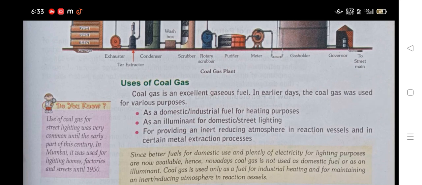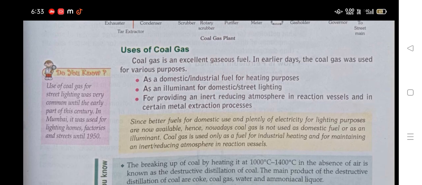Uses of coal gas. Coal gas is an excellent gaseous fuel. In earlier days, coal gas was used for various purposes: as a domestic and industrial fuel for heating purposes, as an illuminant for domestic and street lighting, for providing an inert reducing atmosphere in reaction vessels, and in certain metal extraction processes. Since better fuels for domestic use and plenty of electricity for lighting purposes are now available, nowadays coal gas is not used as a domestic fuel or as an illuminant. Coal gas is used only as a fuel for industrial heating and for maintaining an inert reducing atmosphere in reacting vessels.